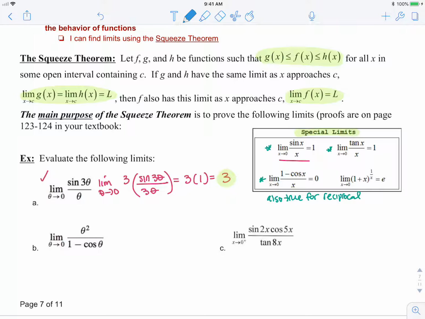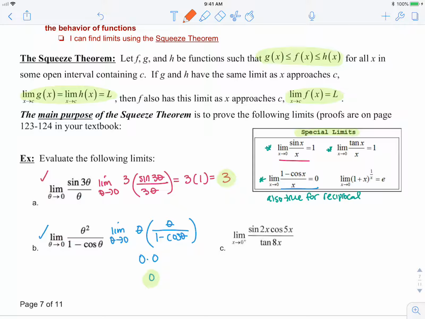Part B, this limit is looking a lot like this limit, the reciprocal of it, which is also true. So I'm going to take this limit, but I'll factor out a theta from the numerator, and that leaves theta over 1 minus cosine theta. So as I plug in 0, I get 0 multiplied by 0, which is 0 overall.